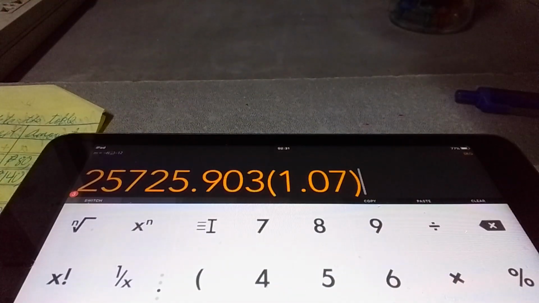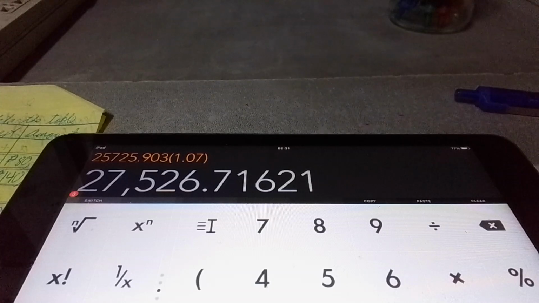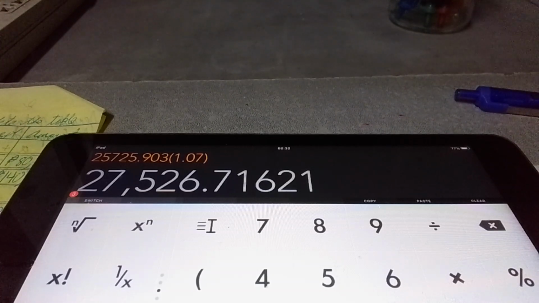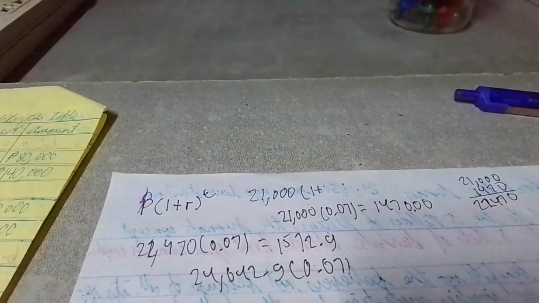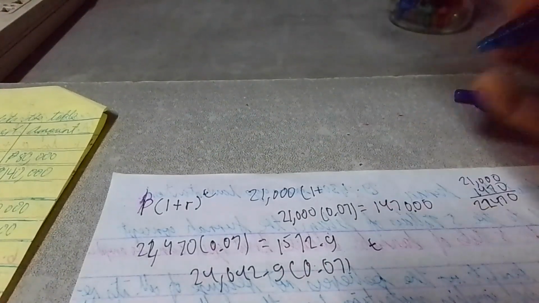What did you get again? You should get the future value of, ano po yung future value niya? The future value is 27,526.71 pesos. So that should be your future value. So therefore, that is the formula for compound interest. Because we've been doing it 4 times, so therefore our t is in the exponent.